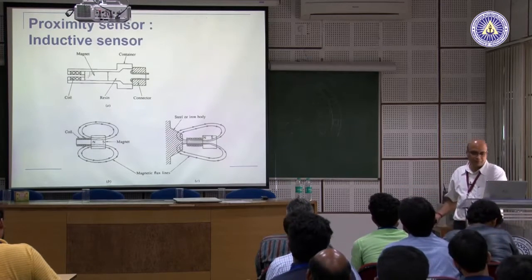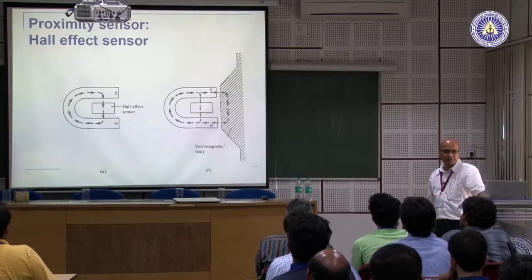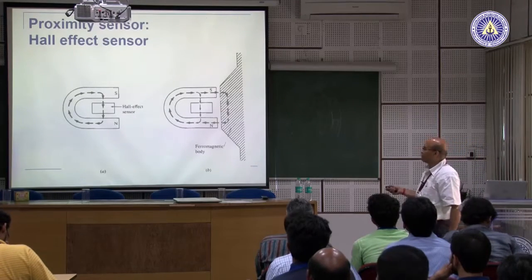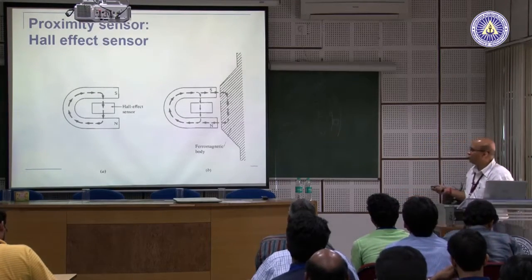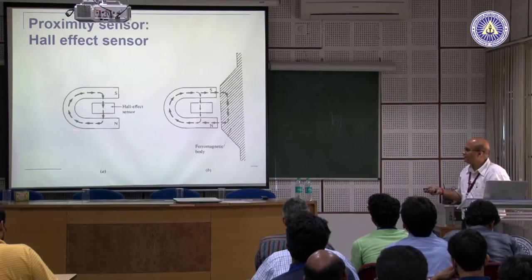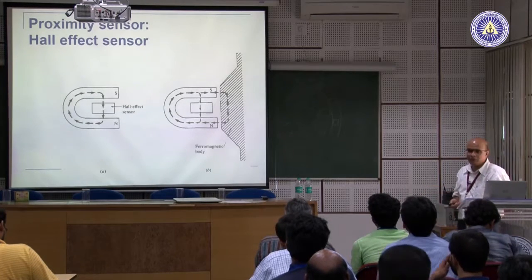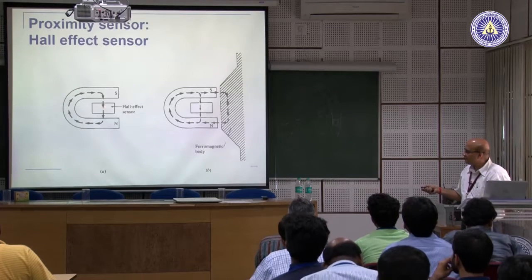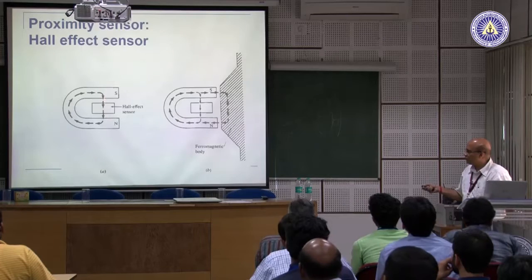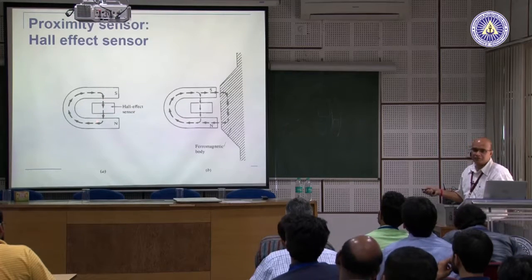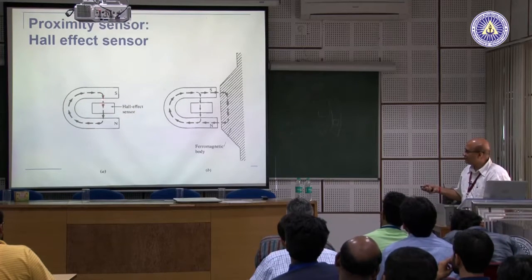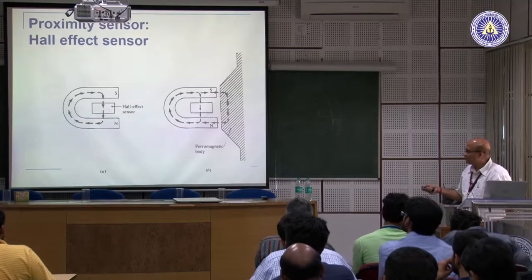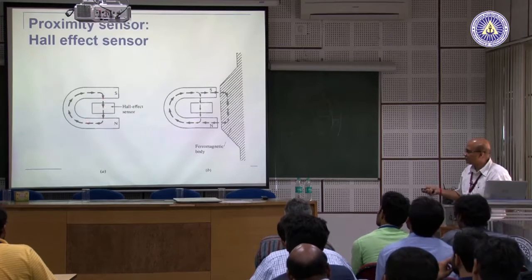The second kind of proximity sensor is the Hall effect sensor, and the working of the Hall effect sensor is also very simple. We have a horseshoe magnet like this, north and south. Now, the Hall effect sensor essentially checks the presence or absence of magnetic lines of force. If magnetic lines of force are passing like this, the Hall effect sensor understands that the magnetic lines of force are passing through.